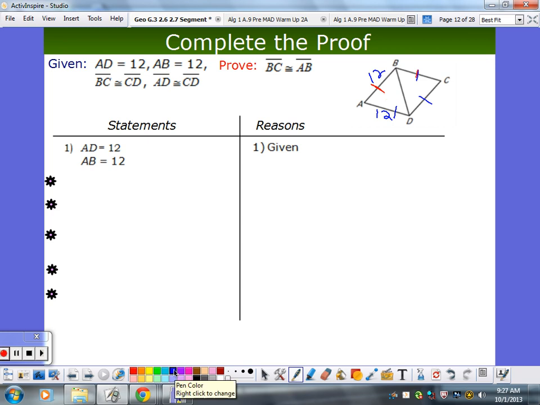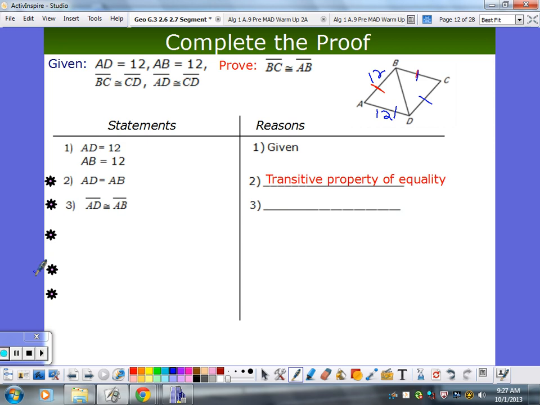Let's see. All right, so we're starting with a given with these sides of 12. That's given. So how come I can say AD equals AD? Transitive property of equality, substitution is okay. Now I'm saying the segments are congruent because, right? Definition of the congruent segments.